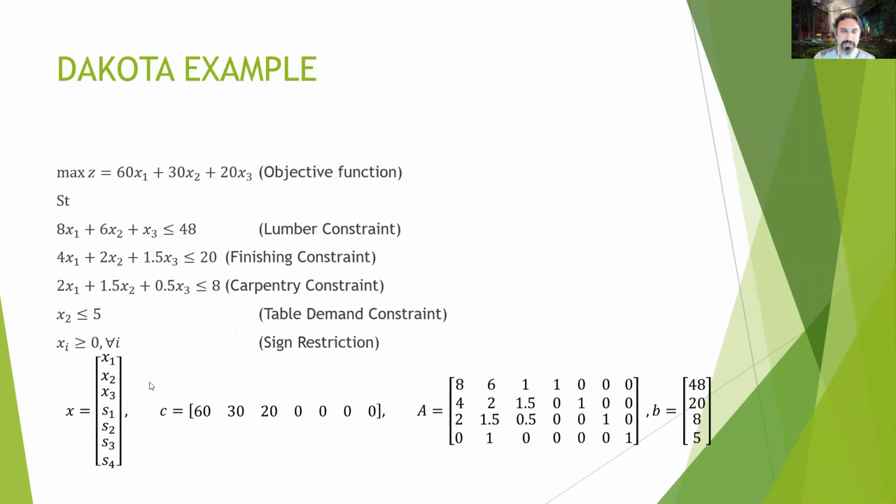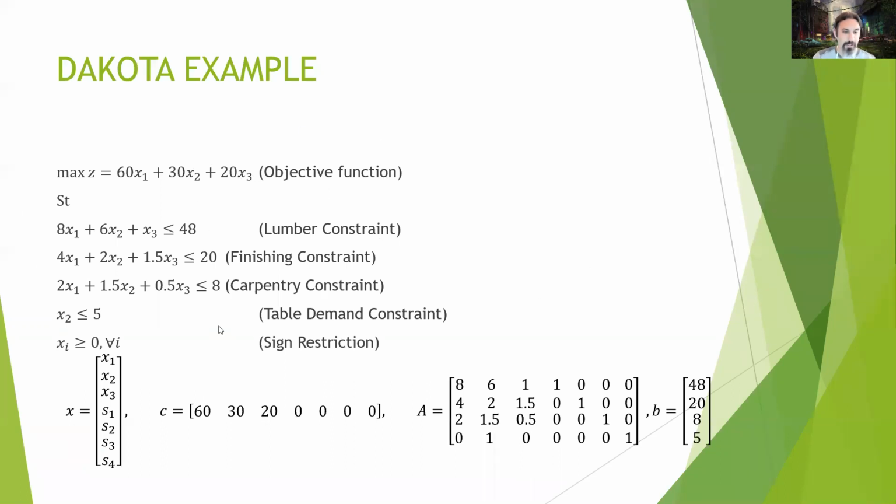And as you can see, our x vector, the variables vector, is going to be x1, x2, x3, s1, s2, s3, and s4. So it's four slack variables and three decision variables, a 7 variable vector. And we have the objective function coefficients, which is the C vector: 60, 30, 20, and 0, 0, 0, 0, because the s values have 0 coefficients in the initial table.